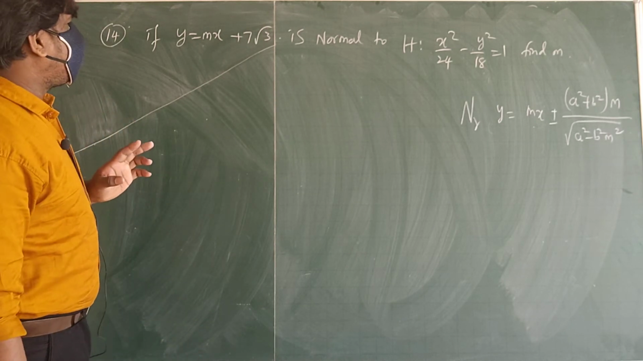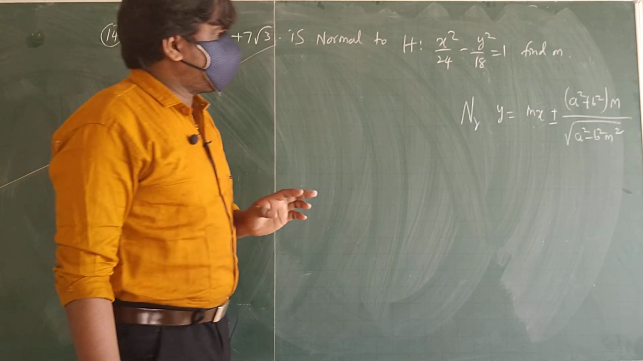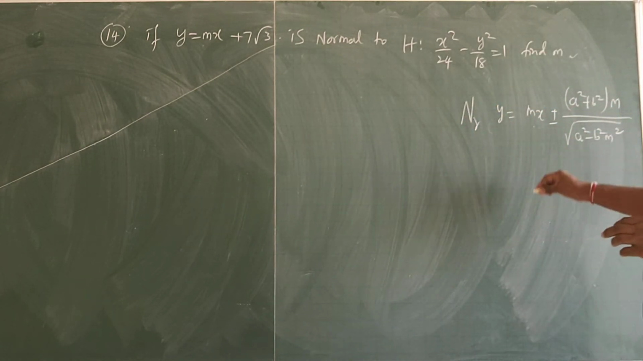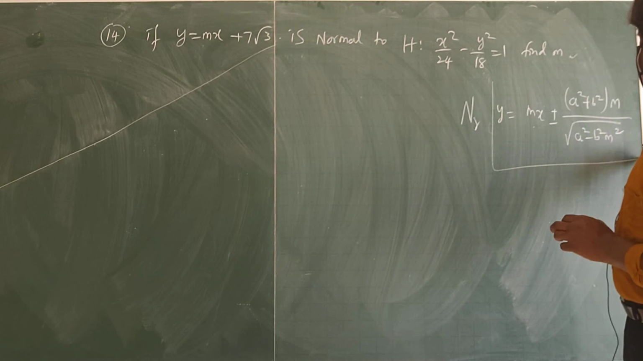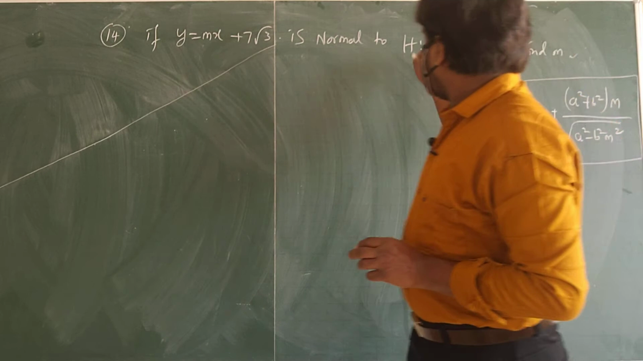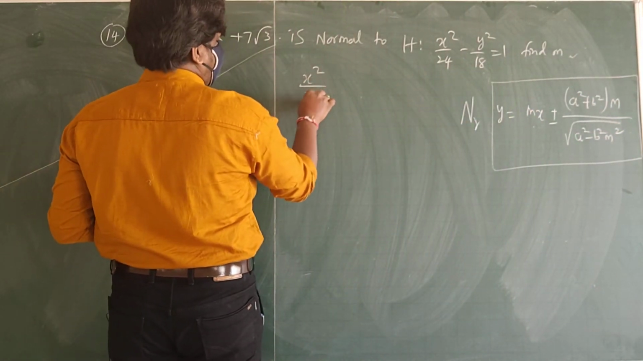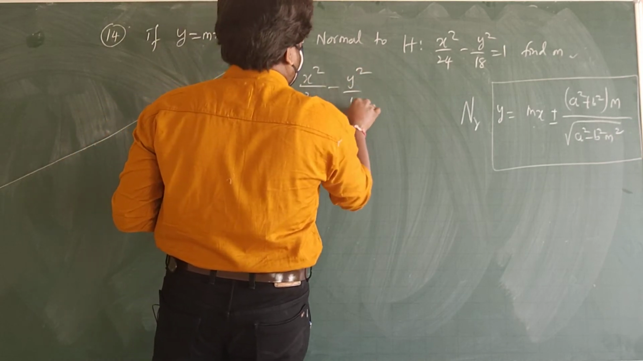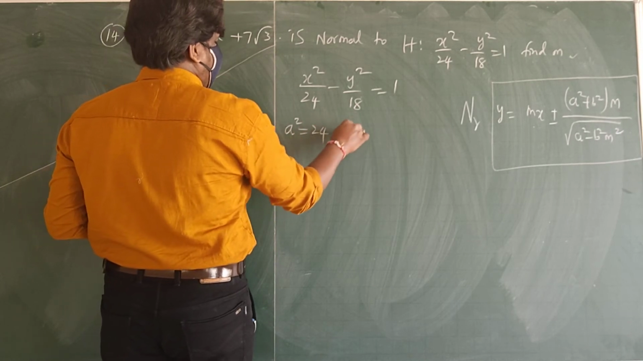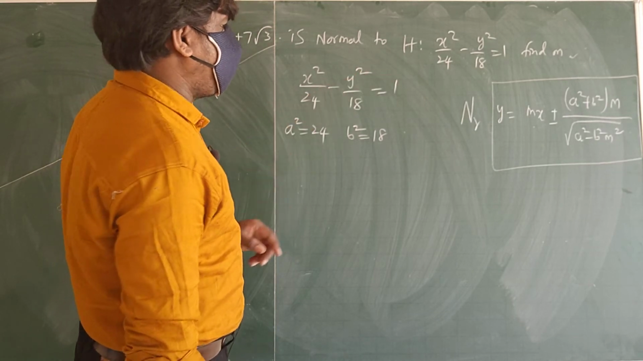y is equal to mx plus 7 root 3 is normal to this hyperbola. Then what is the value of m, it is asking. So the equation of the normal to the hyperbola, the formula is this, already explained. Here the hyperbola given is x square by 24 minus y square by 18 is equal to 1. If you compare, a square is equal to 24, b square is equal to 18. Okay. So substitute in that formula.